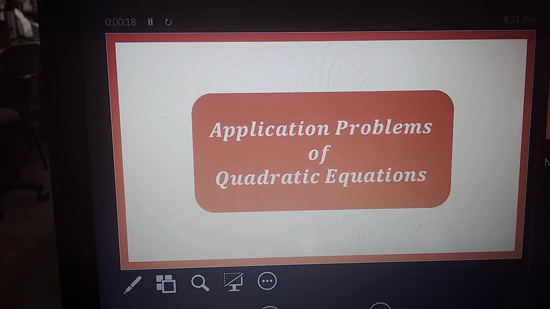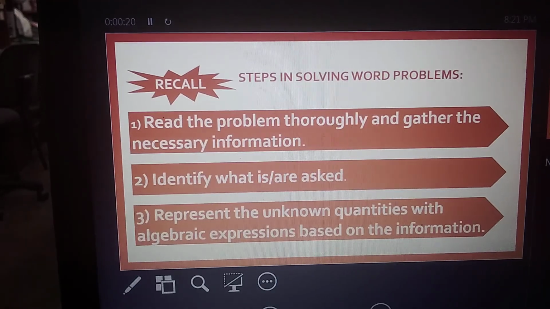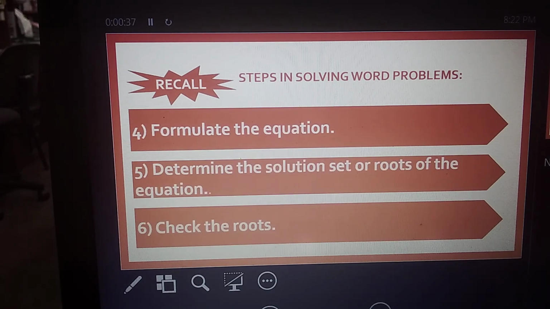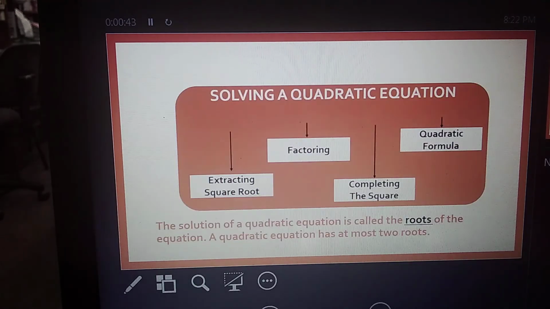Let us recall the steps in problem solving. Number 1, read the problem thoroughly and gather the necessary information. Number 2, identify what is asked. Number 3, represent the unknown quantities with algebraic expressions based on the information. Number 4, formulate the equation. Number 5, determine the solution set or roots of the equation. And number 6, check the roots.